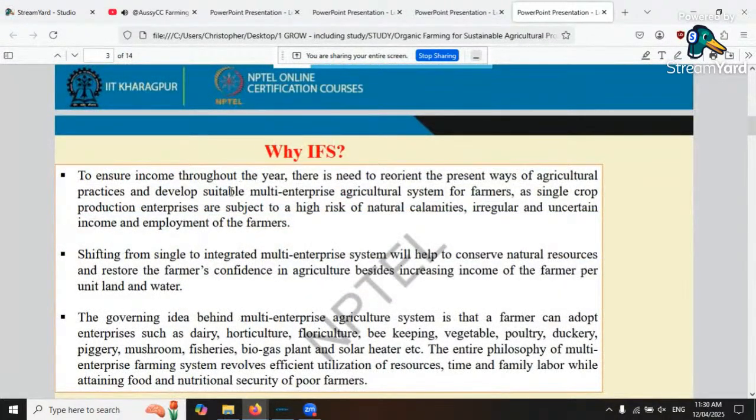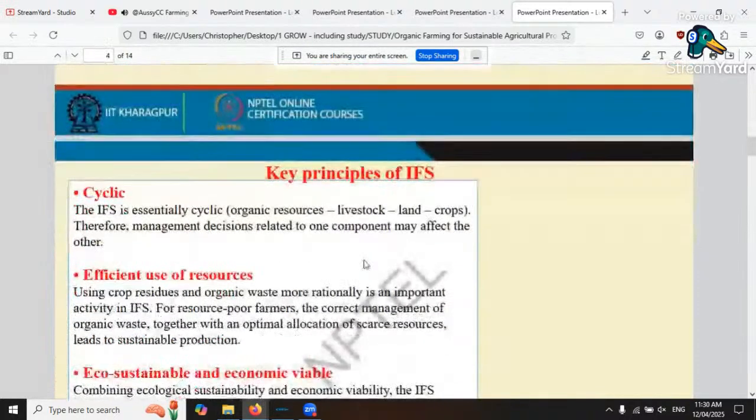So why integrated farming systems? Well, to ensure income throughout the year. Shifting from single to integrated multi. The governing idea behind multipliers is that the farmer can adopt enterprises such as dairy, horticultural, floricultural, beekeeping, vegetable, poultry, duckery, piggery, mushroom, fisheries, biogas plant, and solar heating, etc. So you can do all of that sort of stuff and make money off it. That's why you do it.